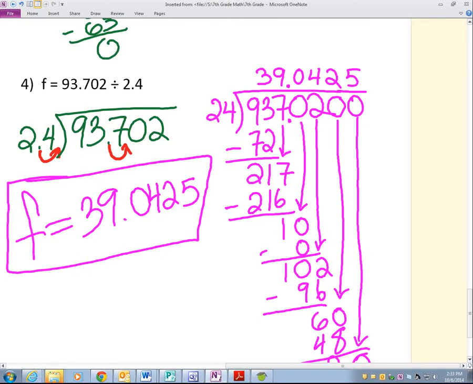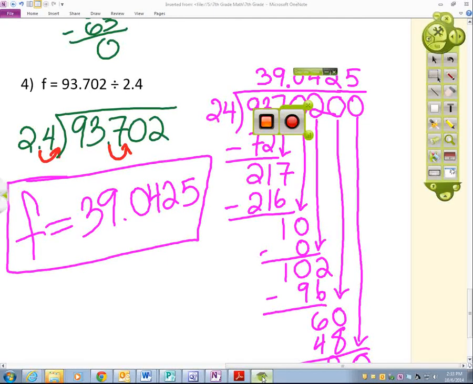And that's going to be the end of the YouTube video. That's how you divide decimals. Key points: make sure the divisor is a full number, a whole number, either a positive or negative integer.